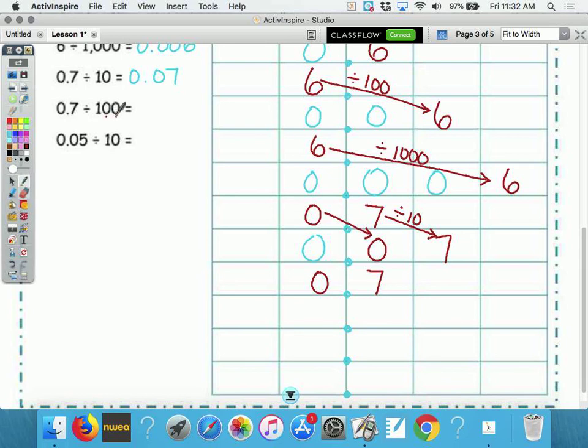Hemina, how many place values? How many zeros on 100? 2. Okay, and which way? Left or right? Okay, watch me hop this. 1, 2, move it down.